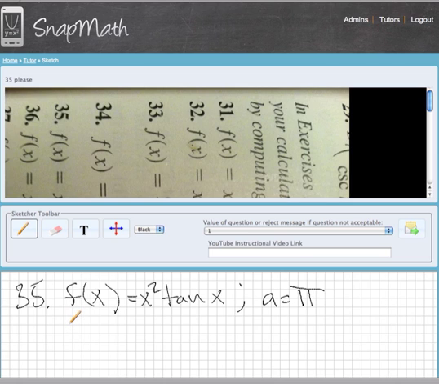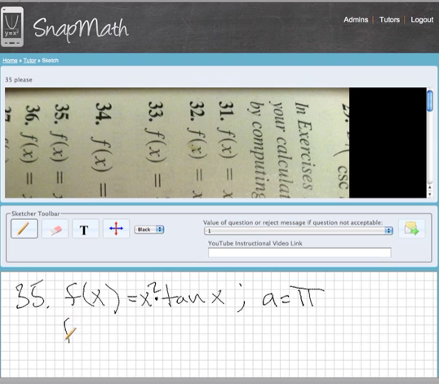the derivative at pi right here. So what we're going to do is take the derivative of this function right here, and you're going to have to use your product rule, right? These are our two functions, x squared and tan x.